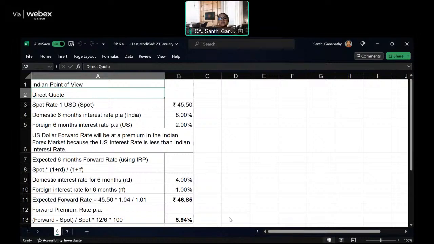Then the question is asking, what is the rate of forward premium or discount? So forward minus spot, divided by spot, into 12 by 6 because we want it annualized and what is given is for 6 months, into 100 because we want it as a percentage.